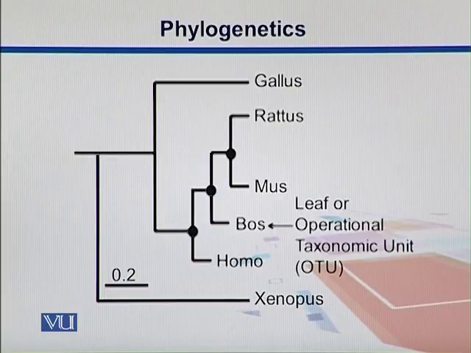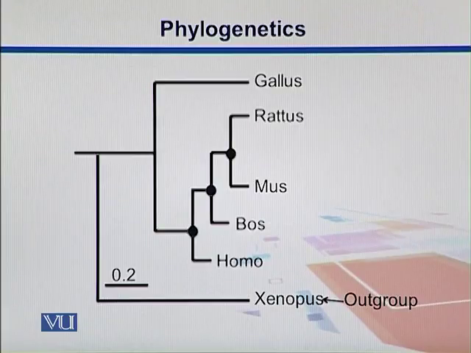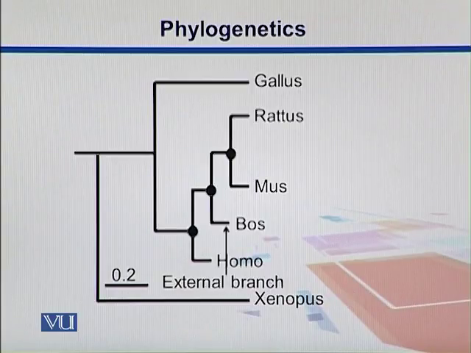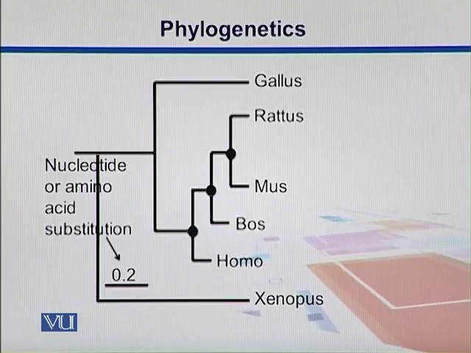Leaves are OTUs, operational taxonomic units, or the actual species, genes, or populations, whatever data you are making those trees from. In this example, Homo, Xenopus, Bos, Mus are all your leaves. If you look at the overall tree, Xenopus looks very different from the rest of them. This kind of arrangement we can call an outgroup. This is an external branch, so it terminates in a leaf. Leaves are present on external branches, which come through some internal nodes.